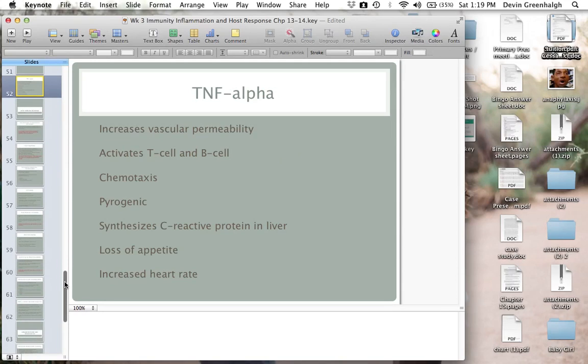TNF-alpha. TNF increases vascular permeability and activates T and B cells. It has to do with chemotaxis and pyrogenics. It also synthesizes C-reactive protein. It creates a loss of appetite and an increased heart rate.